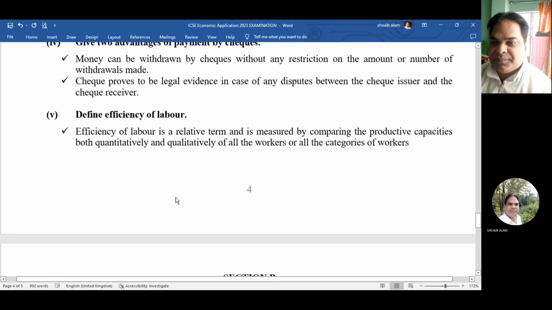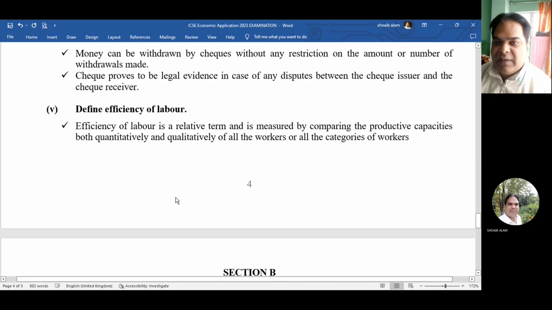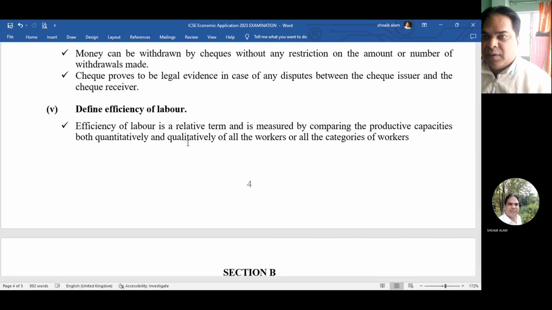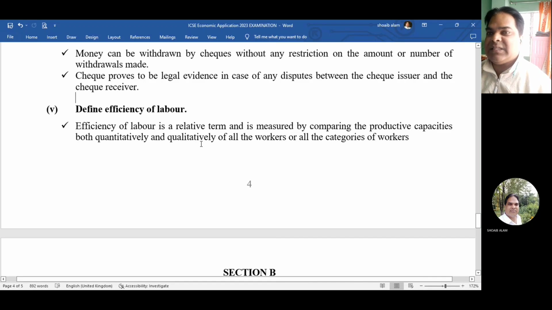And the last one, define efficiency of labor. Efficiency of labor is a relative term and is measured by comparing the productive capacities, both quantitatively and qualitatively, of all workers for all the categories of workers. Okay, so this was question number 1 and question number 2. And from section B, you have to attempt 4 questions. That we will do in the next video.